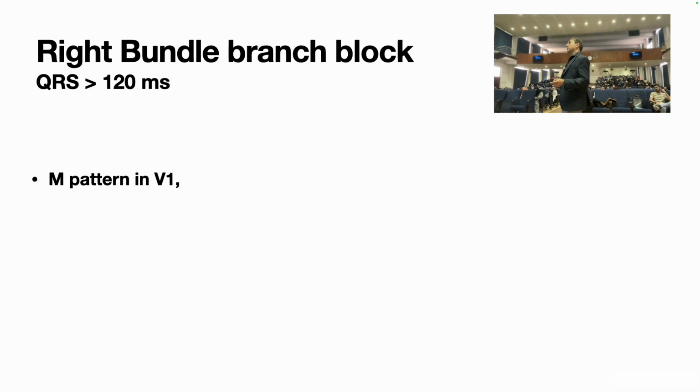Now, in right bundle branch block, if you see the lead V1, you will have an M pattern of QRS. You will have like this. It's a positive complex. They call it the ears of the rabbit.